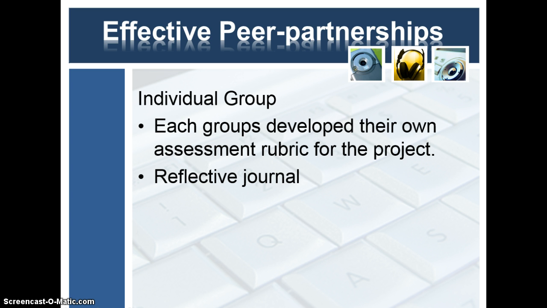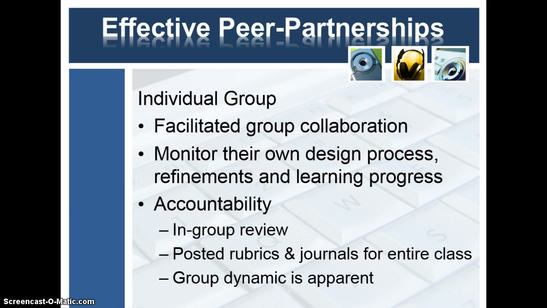So, one example in the article on how a teacher did this at the college level is they formed individual groups, and to take out that competitive nature, they had each group design their own assessment rubric for a project that they were doing. In order to build accountability, they had each group member contribute to a reflective journal that documented their process and how they refined and changed things as they worked on their project.